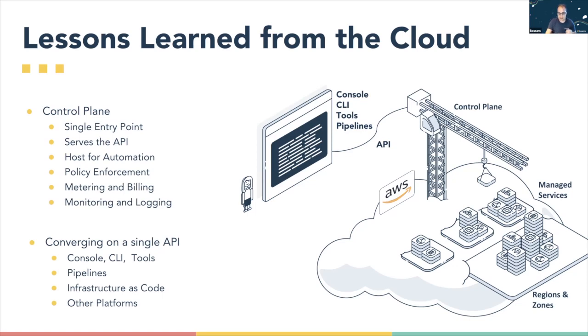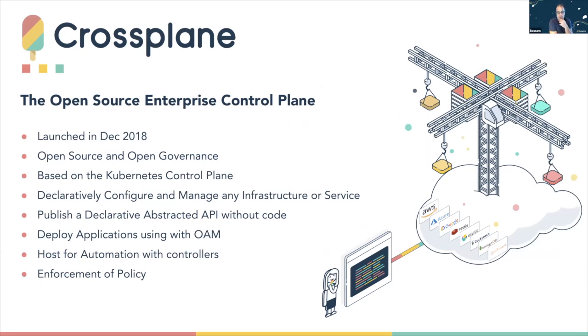So that led us to essentially asking the question, why doesn't the enterprise follow a similar approach? Can we bring this control plane centric architecture to the enterprise and to the open source community at large? And so we started the Crossplane project with that in mind. We launched it in December of 2018. It's an open source project. It follows an open governance model.